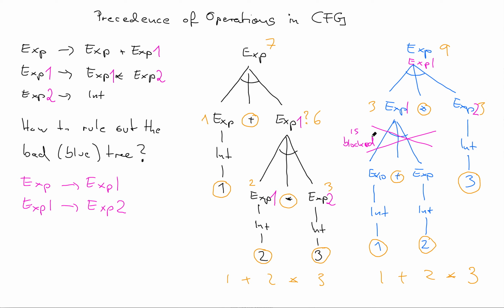So we have seen that by introducing order on the symbols exp, we can reintroduce the precedence of operations into the context-free grammar.